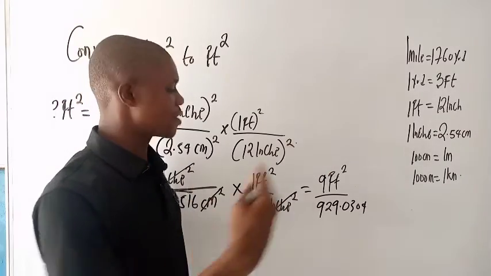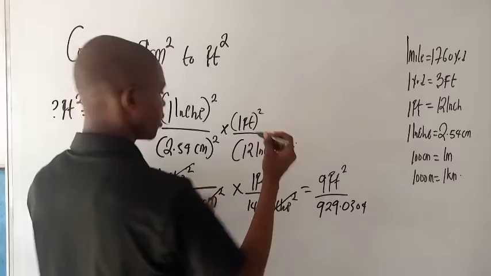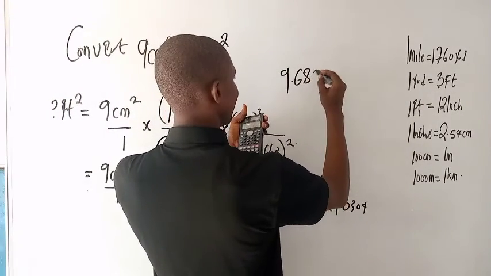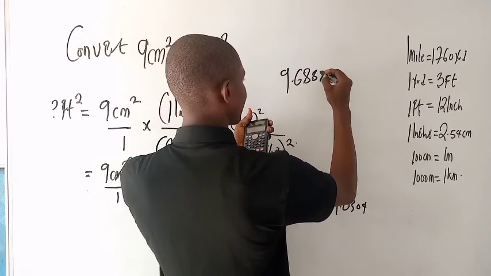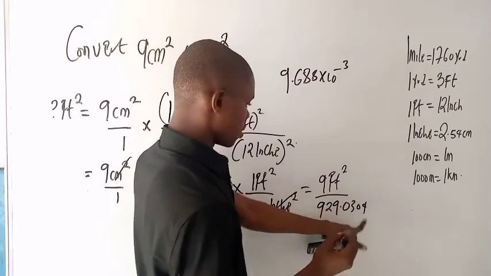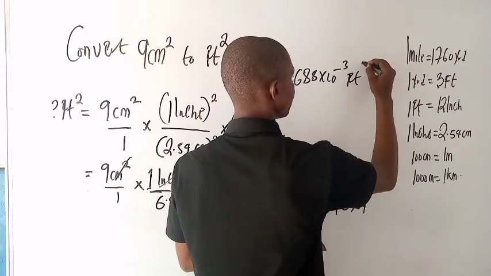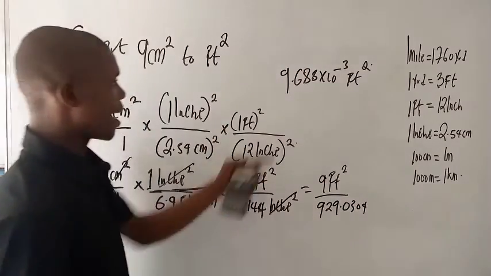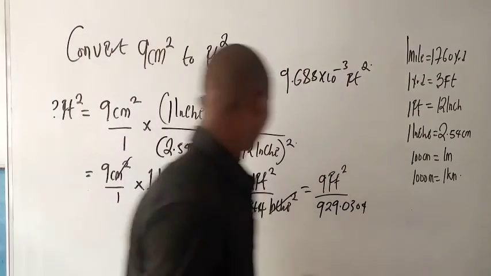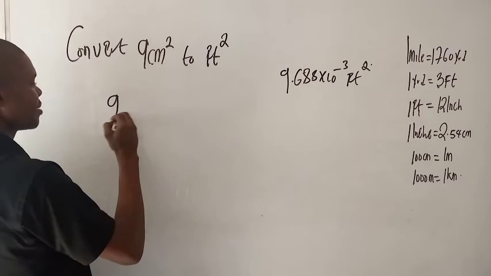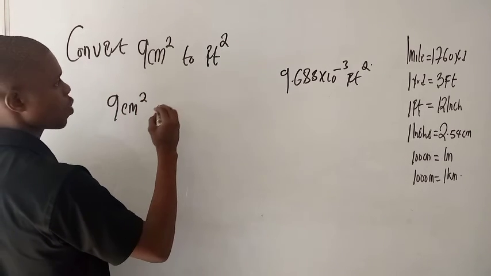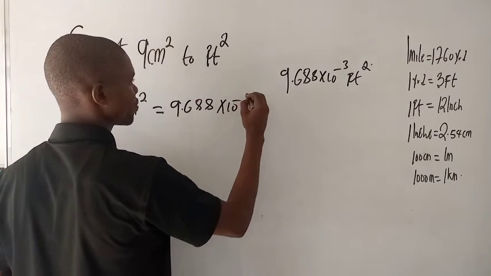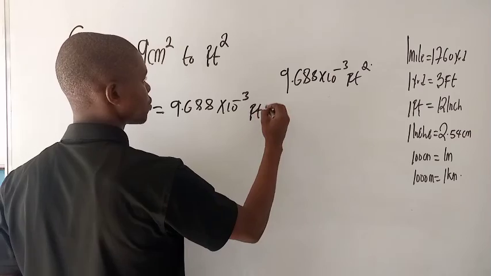You can leave it in 2 decimal points and above. So the answer is 9.688 exponential minus 3, in feet cube. Sorry, feet square. Yes. So that is the answer: 9 cm square equals 9.688 times 10 to the power minus 3 feet square.